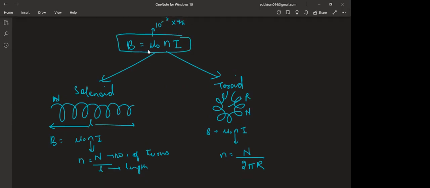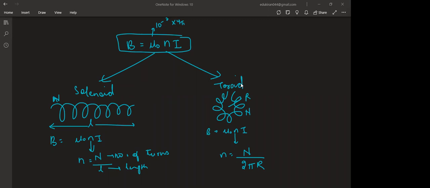Now, the difference lies here. Let's say L is the length of the solenoid having N number of turns. The definition of small n in this formula for a solenoid is the number of turns per unit length, that is, capital N divided by L. n is equal to capital N divided by L.